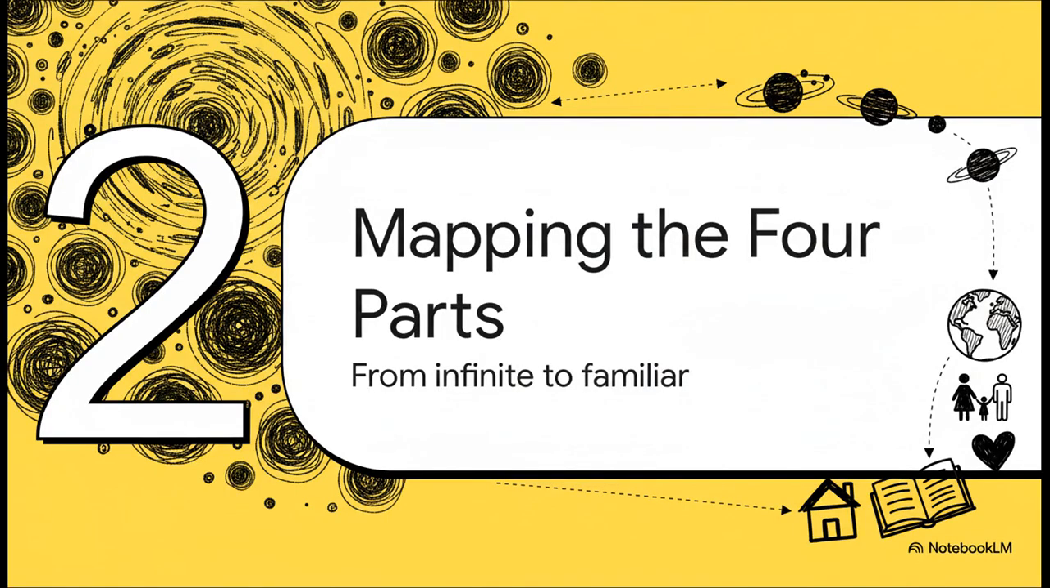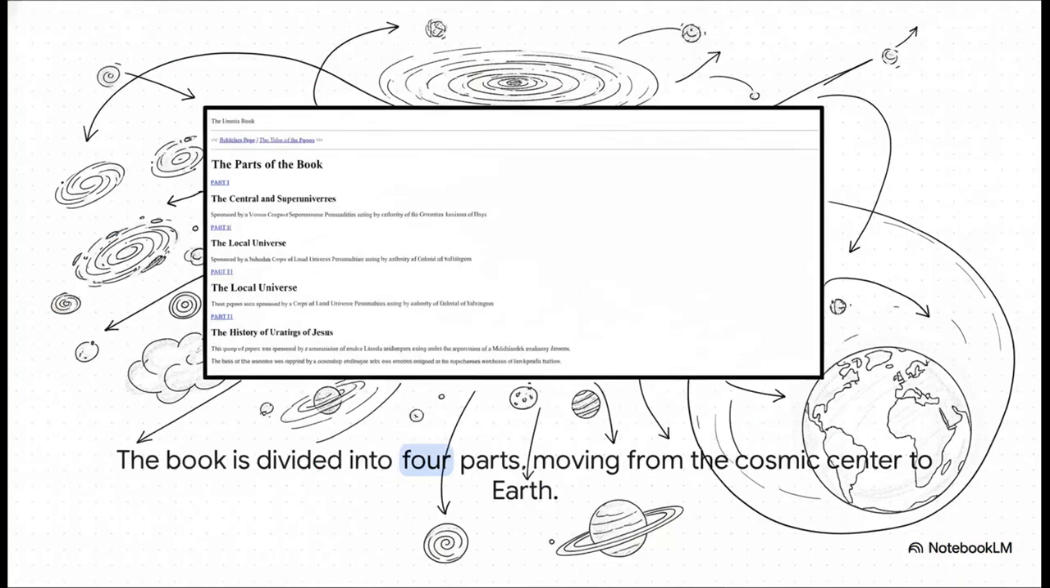All right, on to Section 2, mapping the 4 parts. This is our journey from the infinite to the familiar. Now, you can imagine a book this massive has to have a solid structure, right? And it does. It's actually really logical. It takes you on this journey from the biggest possible scale all the way down to things we know. It's broken down into 4 distinct parts, and you can think of it as our roadmap for this whole thing. The journey literally starts at the center of everything, and then it's like a cosmic camera that just keeps zooming in layer by layer until, bam, we land right here on Earth.